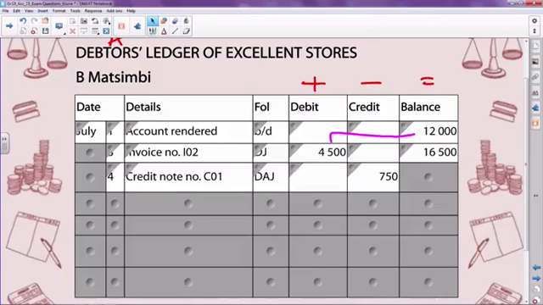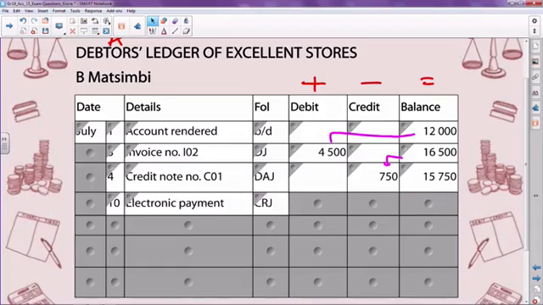And then how do I get to my new balance? I have to say 16,500 minus 750, and then you'll get an amount of 15,750. As you can see, the next one was on the 10th. What happened on the 10th? He paid us. Remember, in your CRJ, he paid. So everything's still going very good.